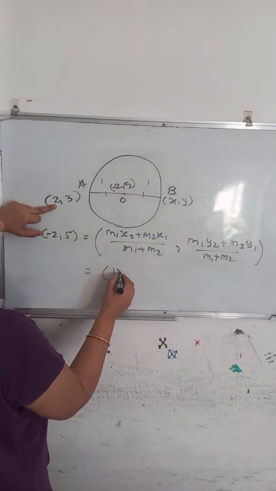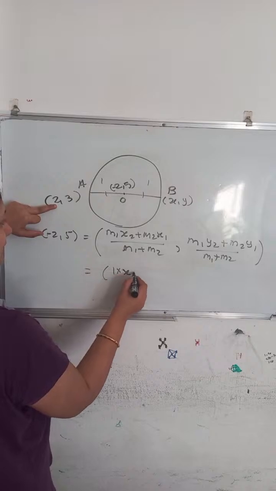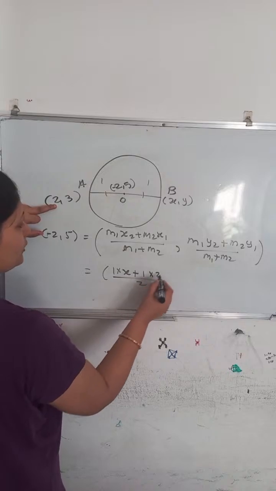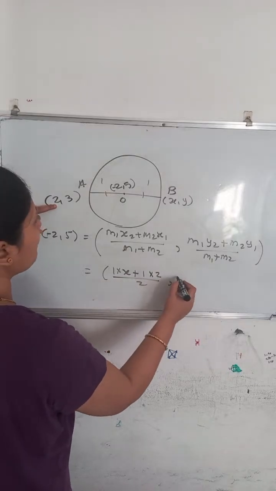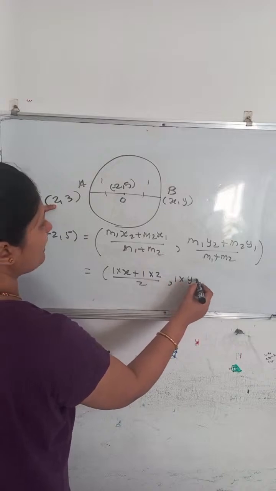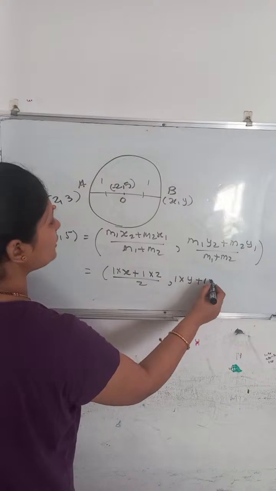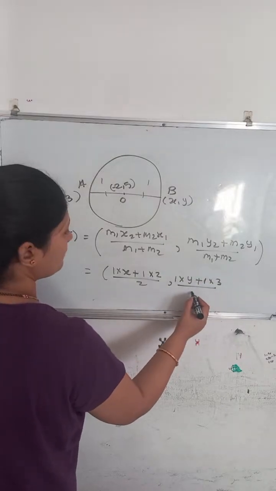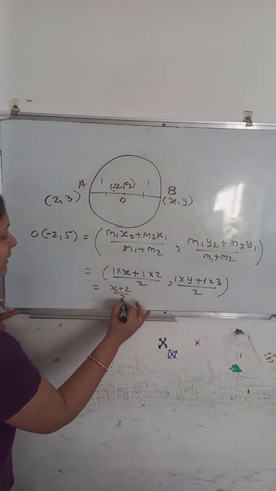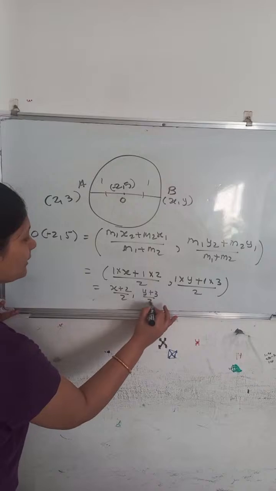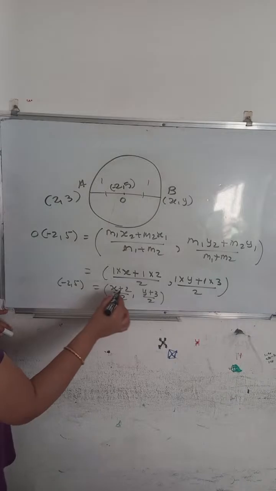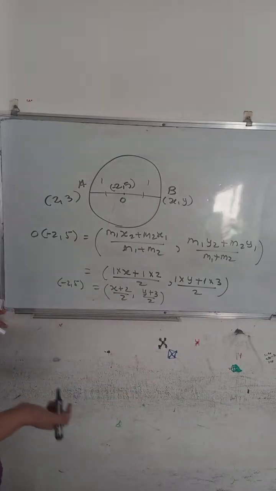So here we can write x2 is nothing but x, plus m2 is 1, x1 is 2, divided by 2, and here comma m1 is 1, y2 is y, plus 1 into 3, divided by 2. Then I will compare this. This is x plus 2 by 2 and this is y plus 3 by 2. So we can write here minus 2 comma 5. Compare x with x and y with y. You will get the coordinates.